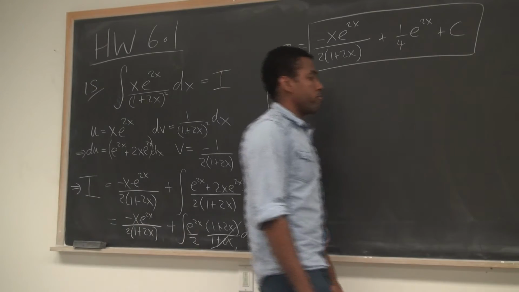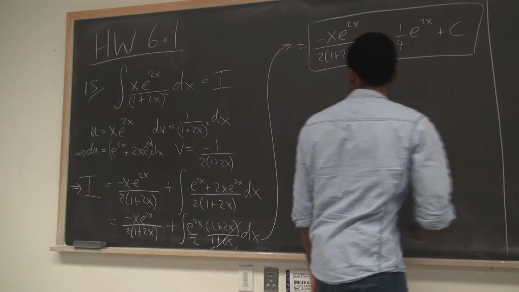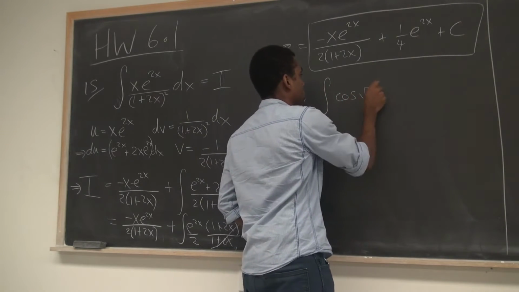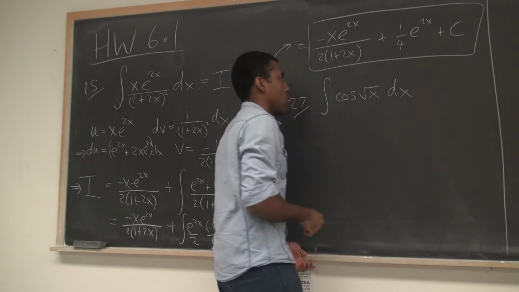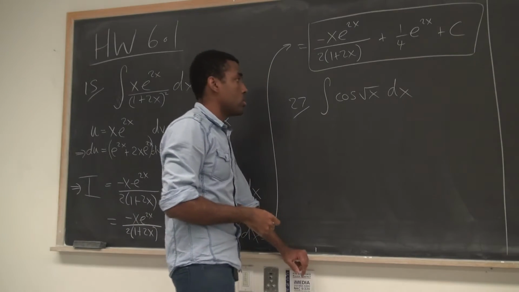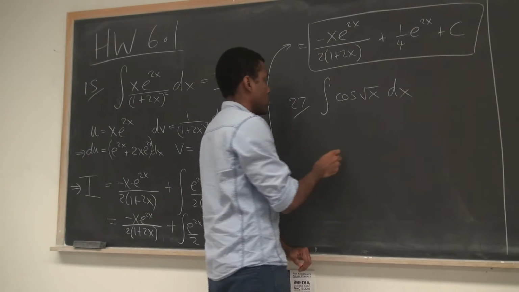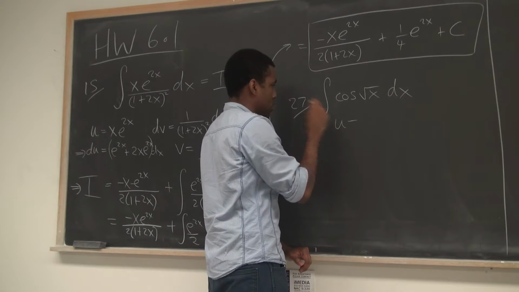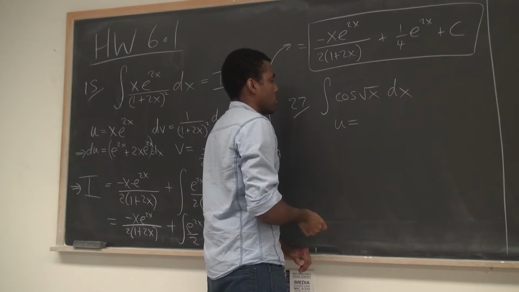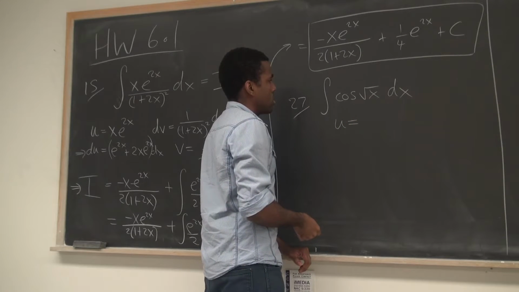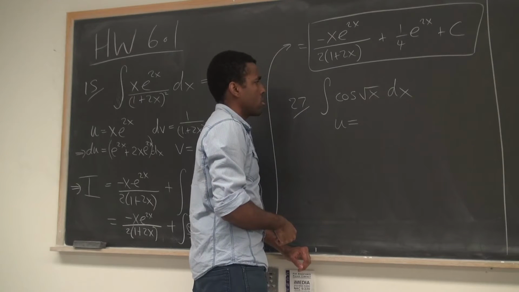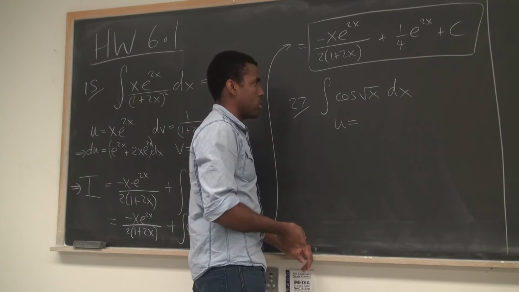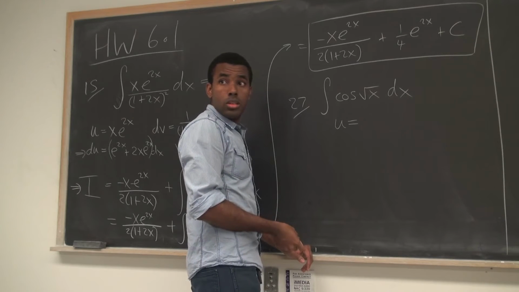Other questions? 27. The integral of cosine of radical x, dx. What did you do? I started with u equals cosine radical x. Then what is v? Then u is square root x. How would that work? Wouldn't your du have a sine in it? Yes. How are you going to get that in there? I was confused.